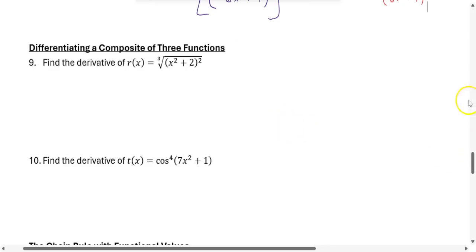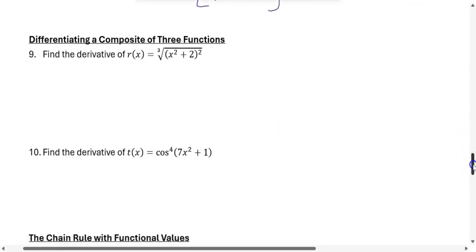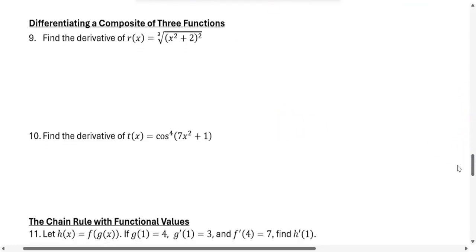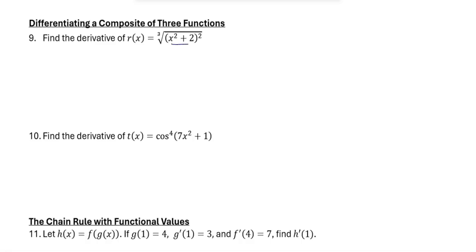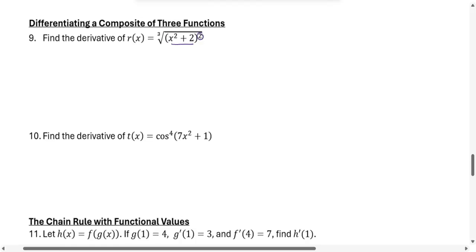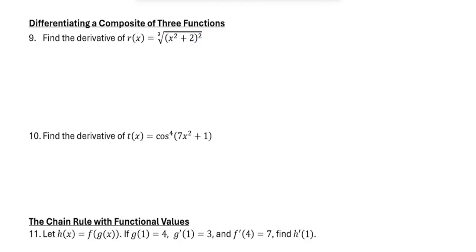All right, differentiating a composition of 3 functions. What if there's a function inside a function inside a function? Is the case here, and let me point that out. So you have x squared plus 2, that's the very inside function, sitting inside a power function, sitting inside a cube root function. There's a couple ways to handle this. One is just use the chain rule back to back, but we'll reserve that for the problem below.